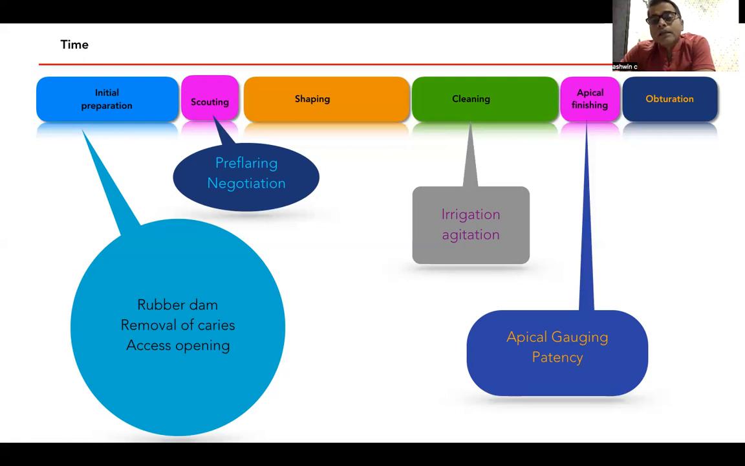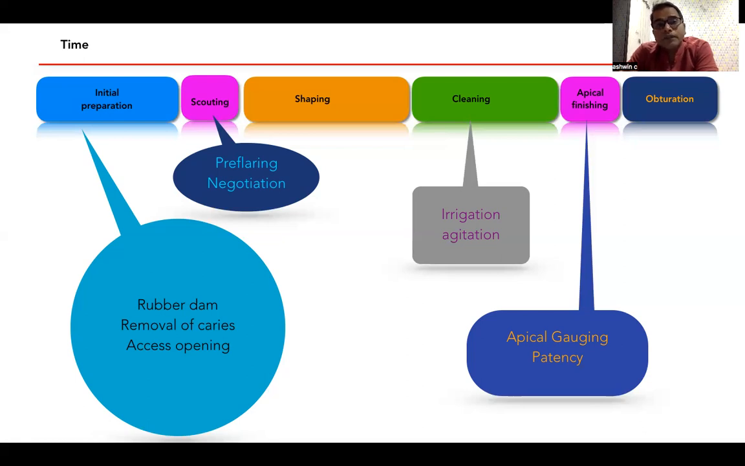Okay. Then comes the cleaning, which is one of the most important parts and one of the most neglected also. Rather than shaping, it is the cleaning that affects the success or failure of the root canal treatment. Cleaning comprises irrigation in the right way, and agitation or activation of the irrigating solution. Unless and until you activate the irrigating solution, irrigation is not considered complete.